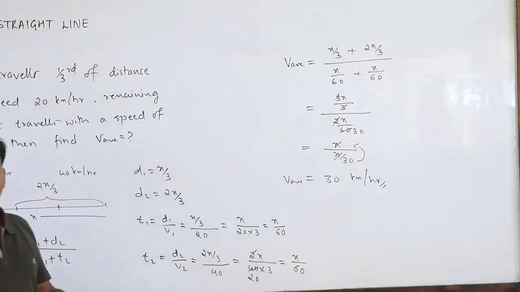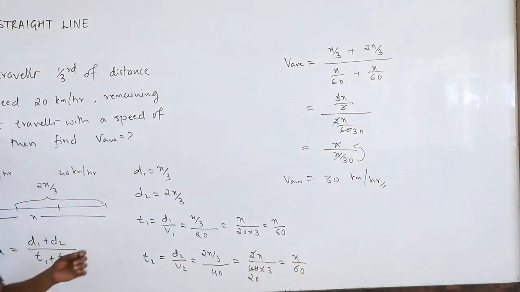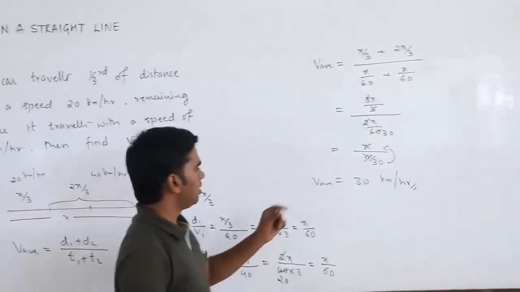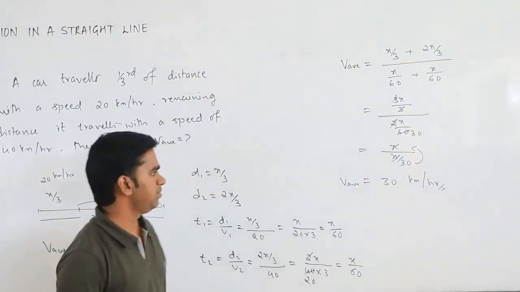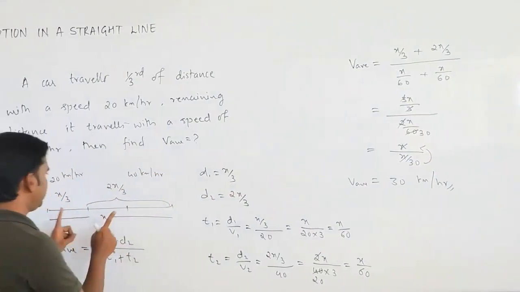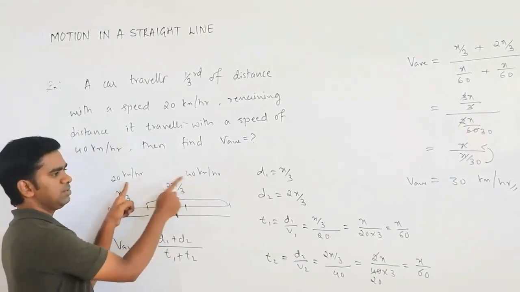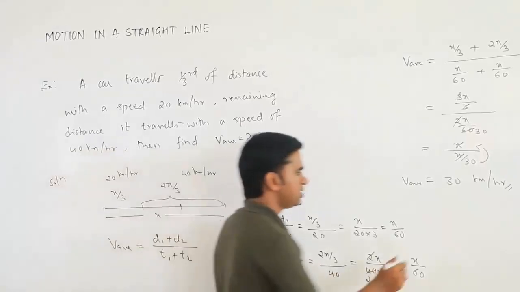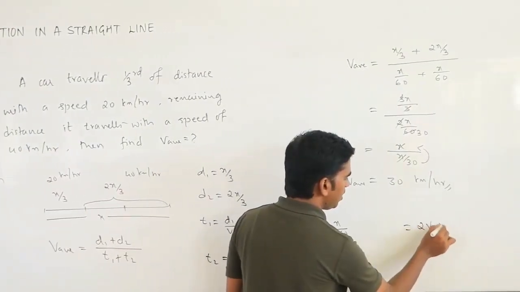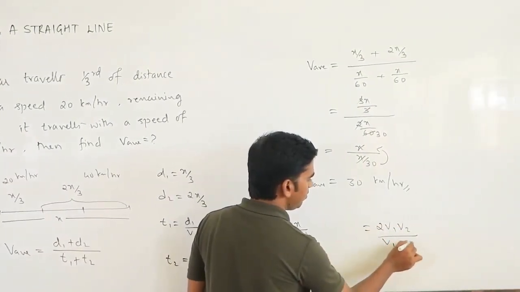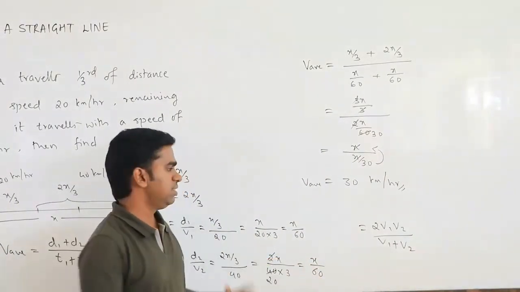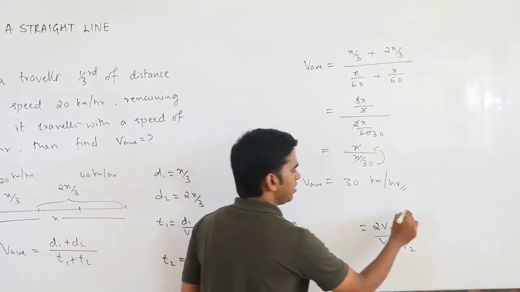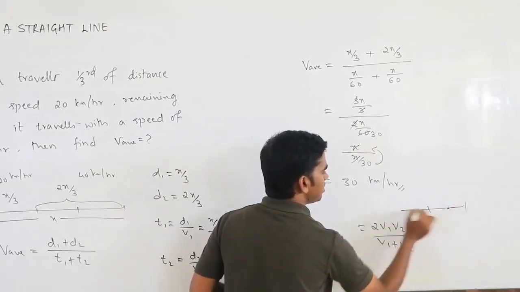Without giving time, without giving distance, then also we can calculate what will be the average speed. Now you may ask me, V1 V2 is given. Can you apply this formula, 2V1 V2 divided by V1 plus V2? You cannot. Why? This is applicable when it travels equal distances.